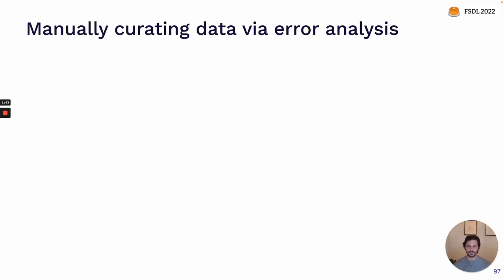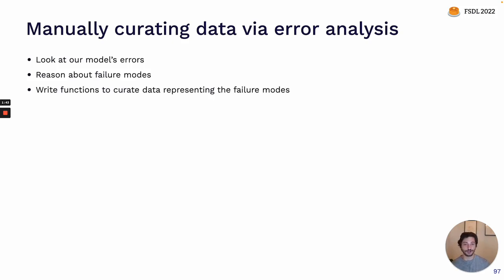If you don't have user feedback, or if you need even more ways of gathering interesting data from your system, then probably the second most effective way of doing this is by doing manual error analysis. The way this works is we will look at the errors that our model is making. We will reason about the different types of failure modes that we're seeing. We'll try to write functions or rules that help capture these error modes.